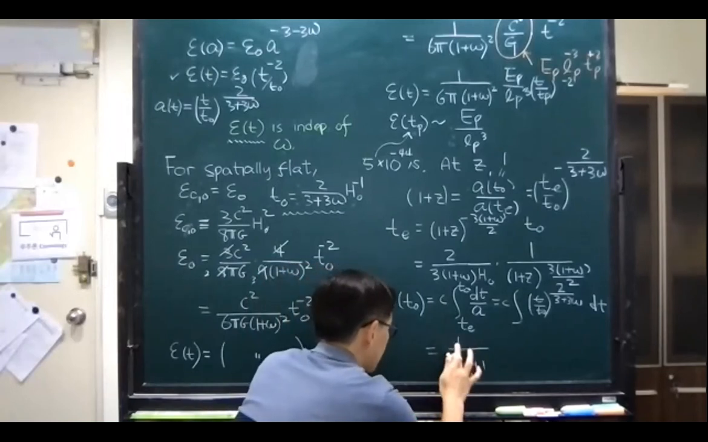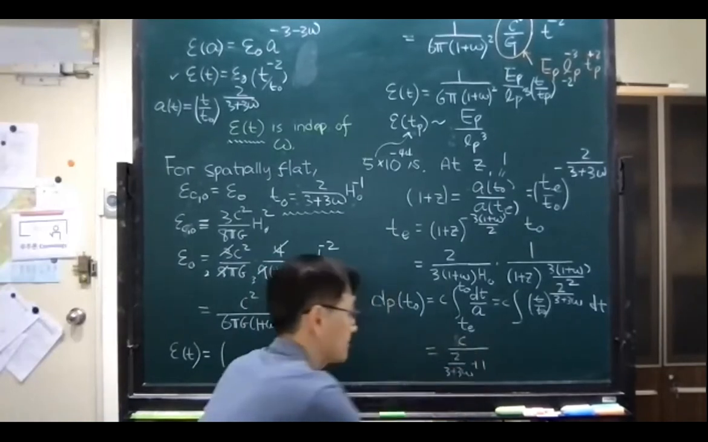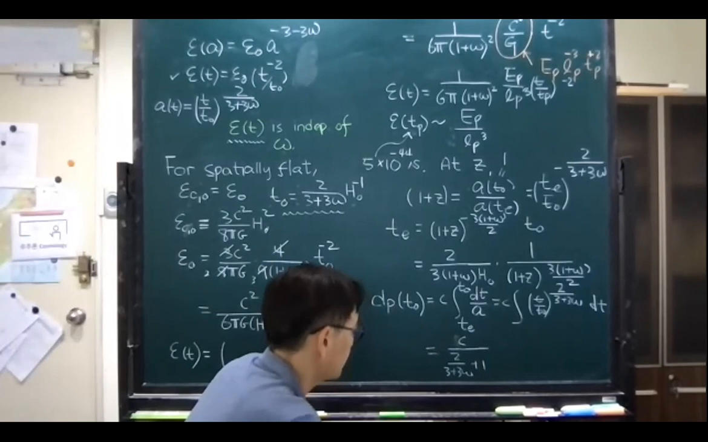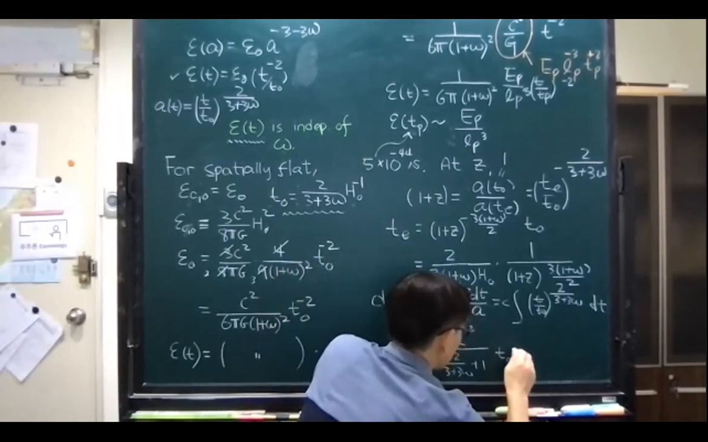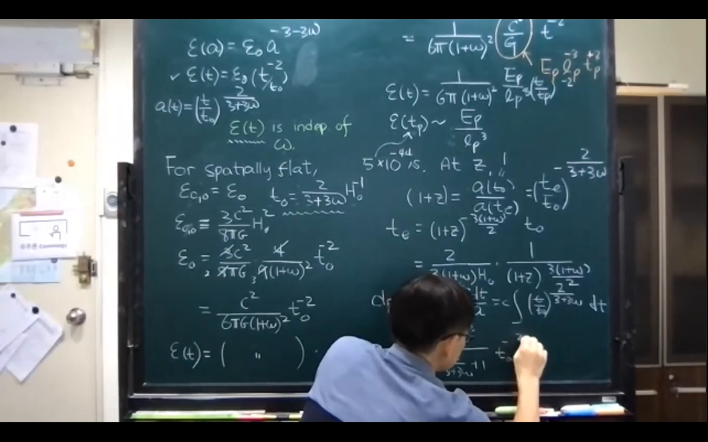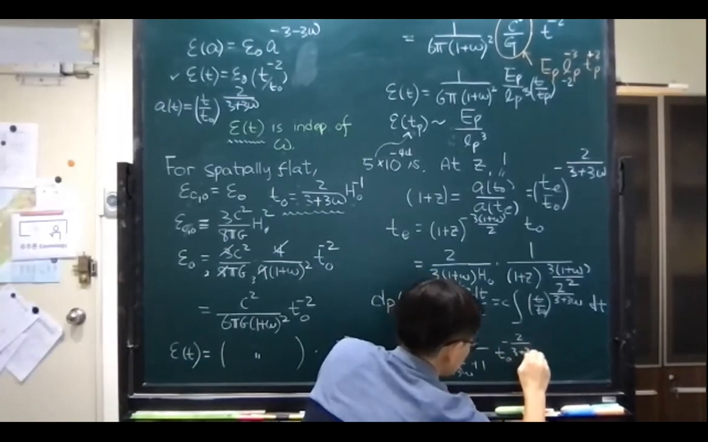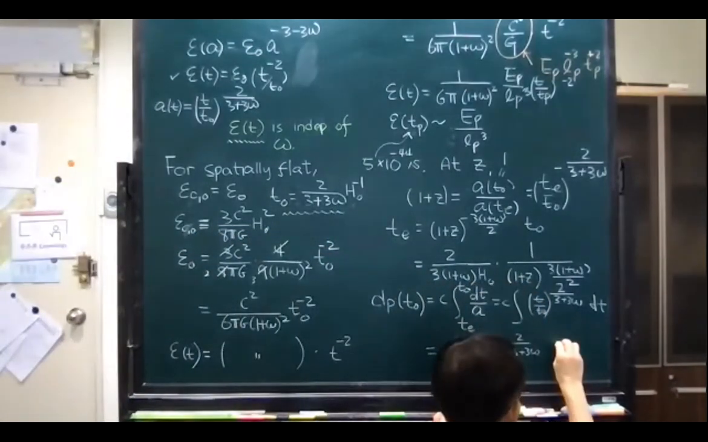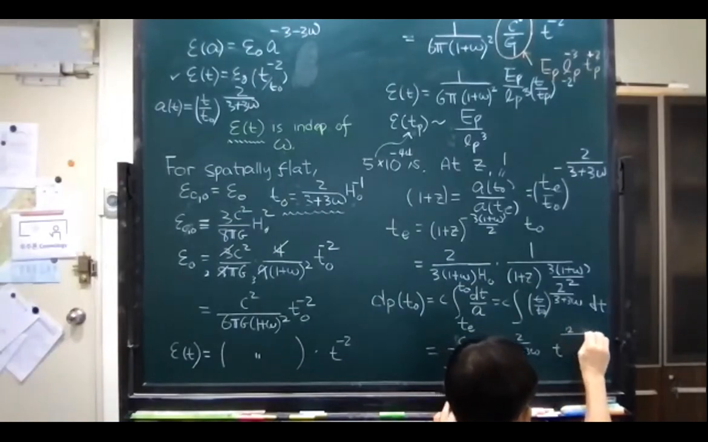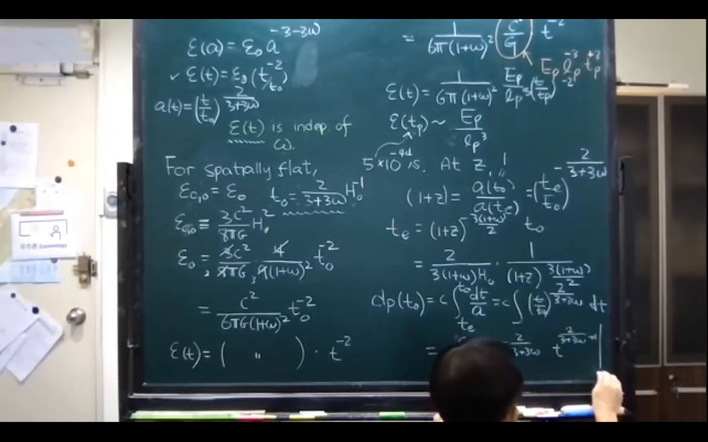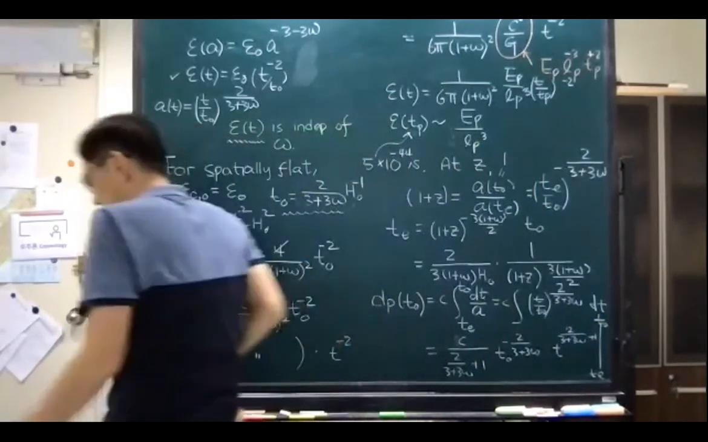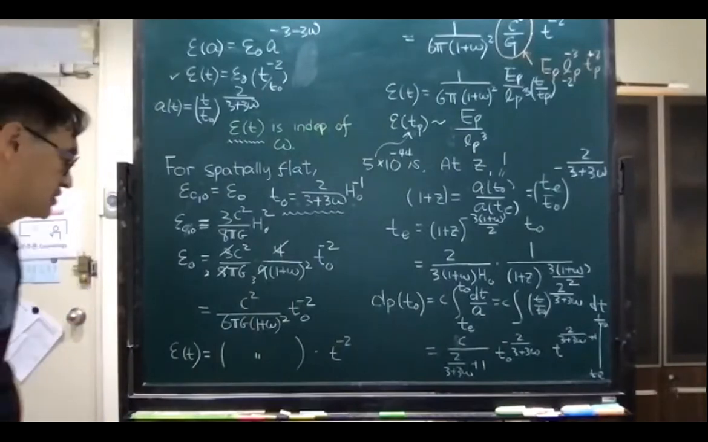And I have the speed, don't forget the speed of light. And let's take out t0 to the power of minus 2 over 3 plus 3 omega. That's the constant. And I have t to the power of 2 over 3 plus 3w plus 1. That should be evaluated from t_e to t0. It's just a boring calculation.